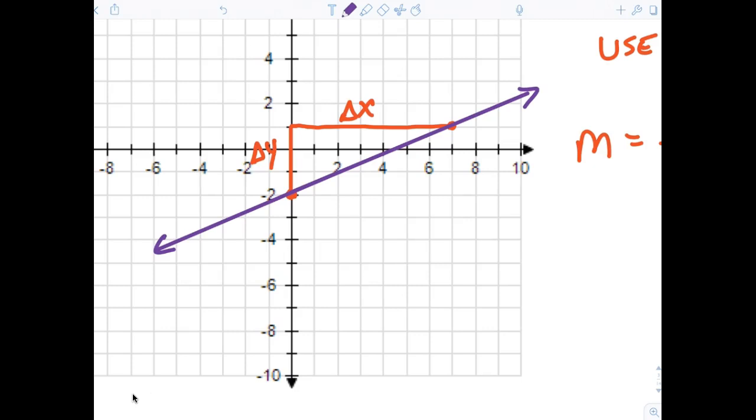So you use 0 and -2 because that's the y-intercept. That's exactly correct. We're not doing tables anymore. It's much quicker to do it this way.